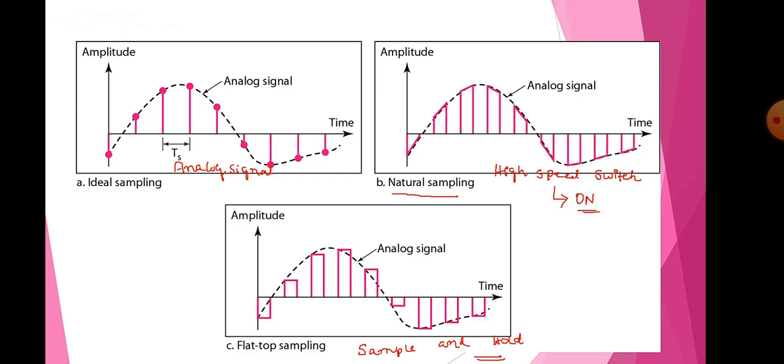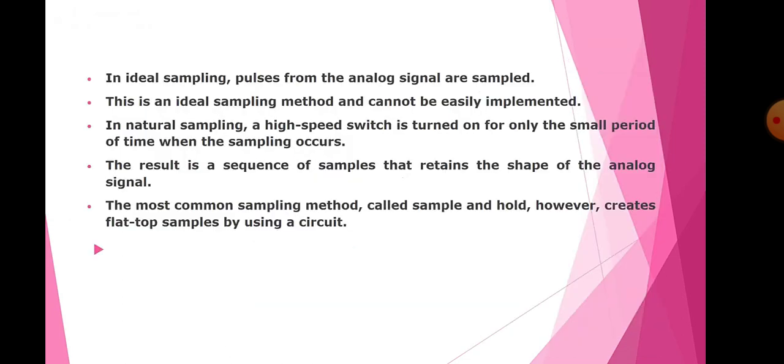These are the three different sampling processes. The first one is ideal sampling, in which the pulses from the analog signals are sampled. This is an ideal method and cannot be easily implemented. The second one is natural sampling, where we use a high-speed switch to sample the analog signal. The last one is flat top sampling, the most common sampling method, where we make use of a sample and hold circuit, which creates the flat top samples.